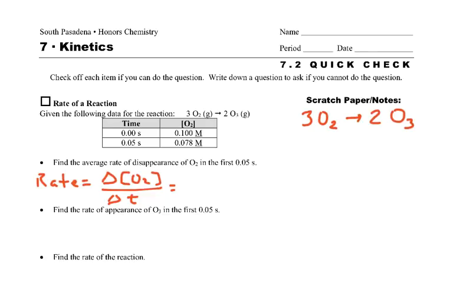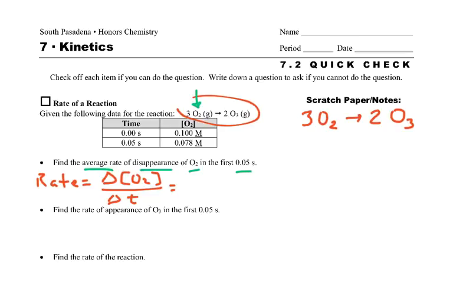Okay, we're going to go over the answers here to the 7.2 quick check. So I've rewritten over here the equation. We have 3 oxygens turning into 2 ozone molecules. Now what we're asking for is to find the average rate of disappearance of the oxygen, so this chemical here, in the first 0.05 seconds.